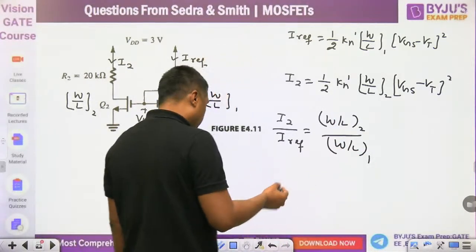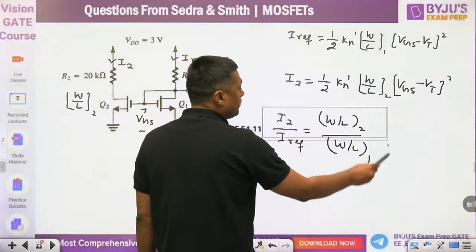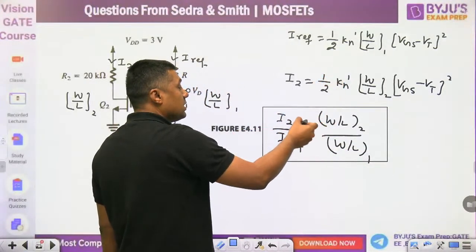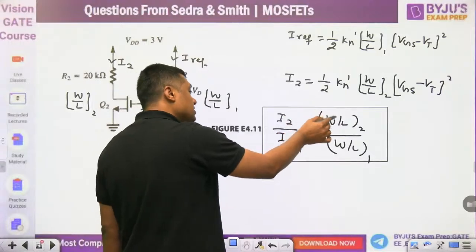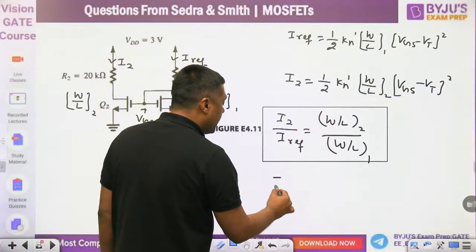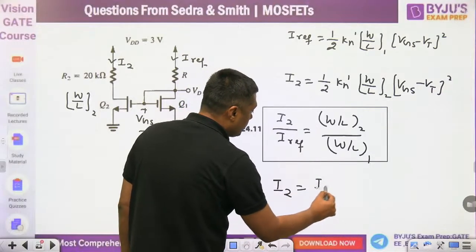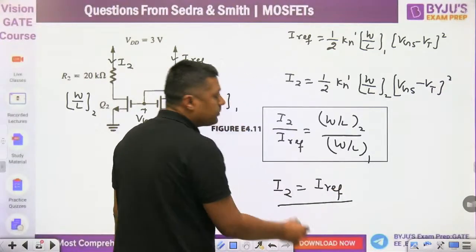That is the ratio. You have to use this ratio only, because the remaining things are the same, so they will cancel each other. Now it depends. If these ratios are also the same, then you can say I2 is equal to what? I reference. Use this formula only.